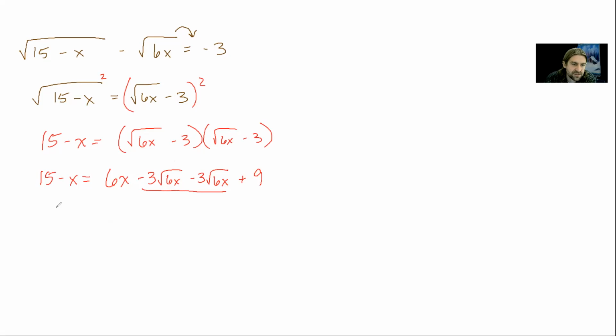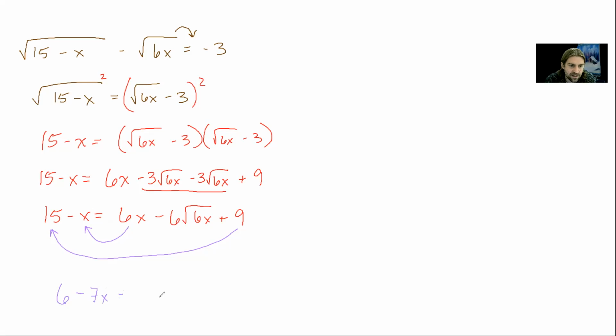All right, so let's combine those together. We get 15 minus x is equal to 6x minus 6 radical 6x plus 9. Let's isolate this radical by itself by minusing the 6x over and then minusing the 9 over. So we would get, let's see, 15 minus 9, that is 6, and then minus, we had 1 here, and we're going to subtract 6 minus 7x. And that is equal to -6 radical 6x.